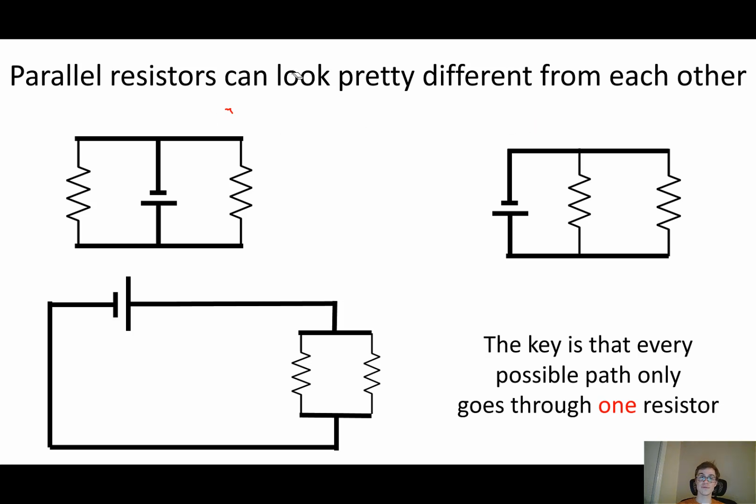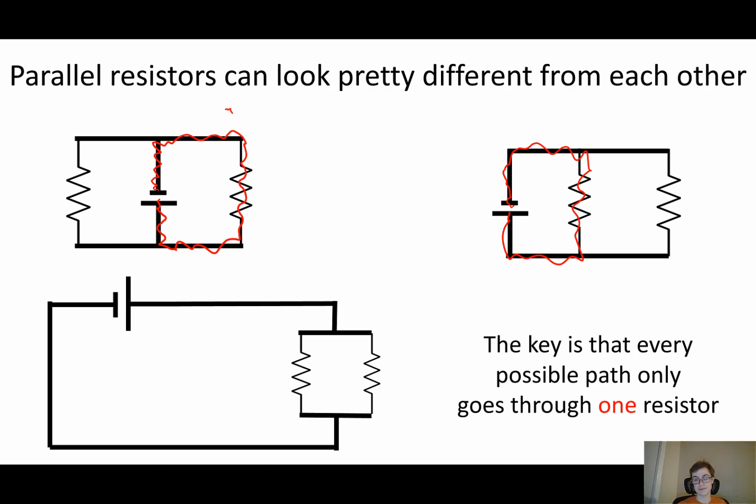So, right here, this is probably the simplest one. Electrons leave the negative end, they go through this resistor, and then they end up back where they started. I went through a full loop, but I only went through one resistor. Same here. I go through the negative end, I go through one resistor, and now I'm back.